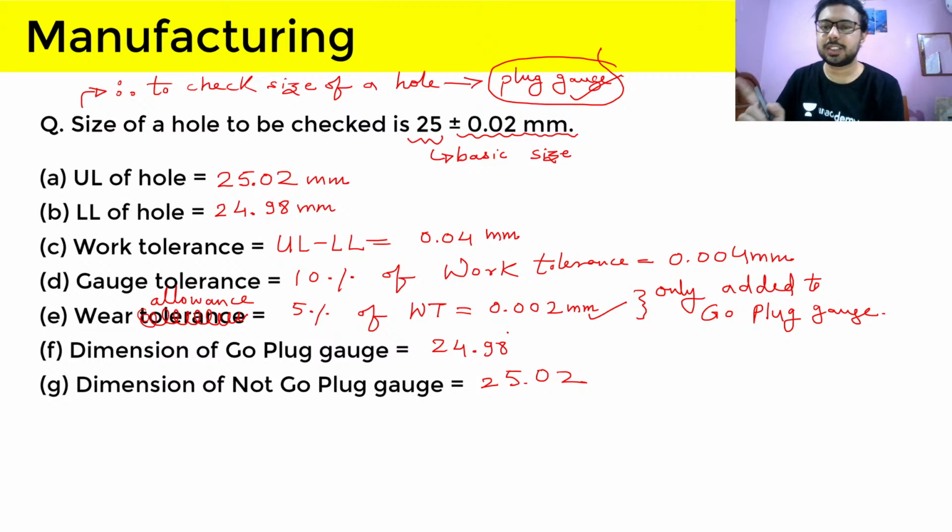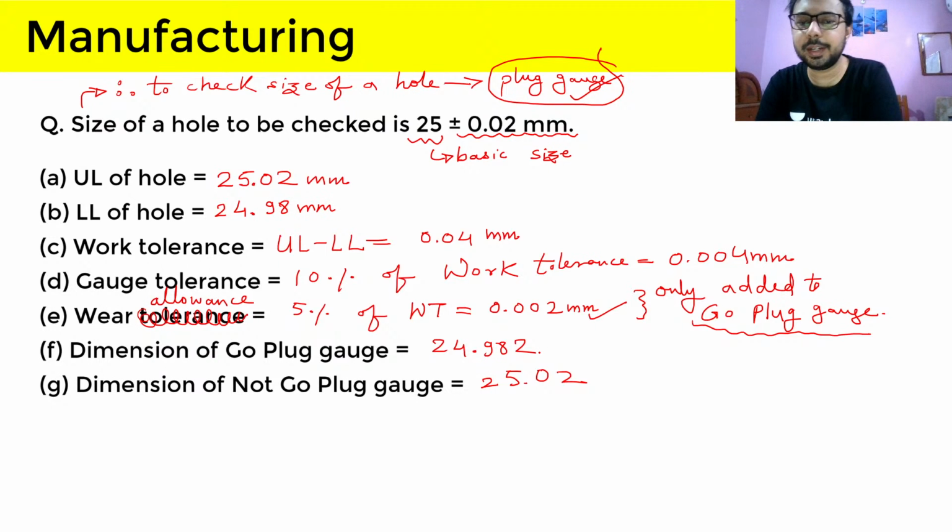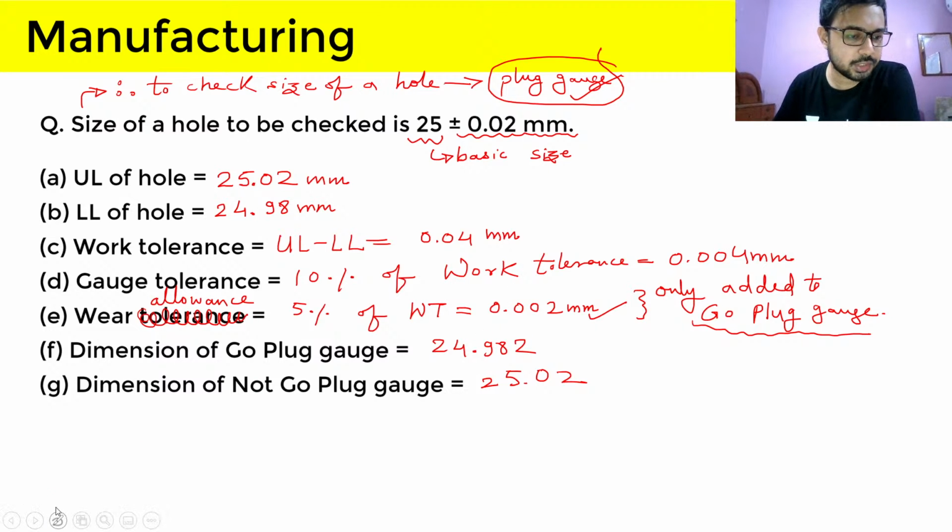But since we are given wear allowance also, which is 5% of work tolerance, and it is added to the go plug gauge, therefore the dimension of the go plug gauge will be 24.982, because of this wear allowance that we have to add. Therefore this is the dimension of the go plug gauge, and the not go plug gauge dimension will simply become this. And then we will write allowance.